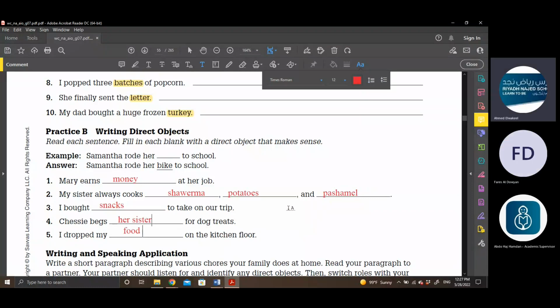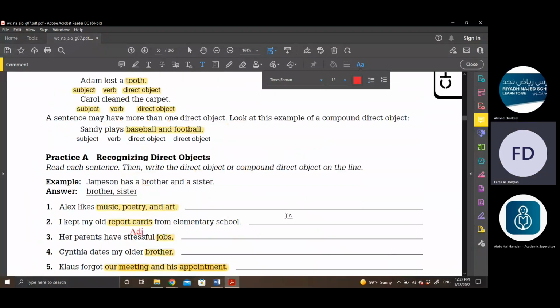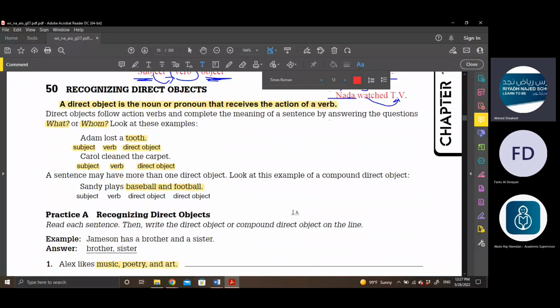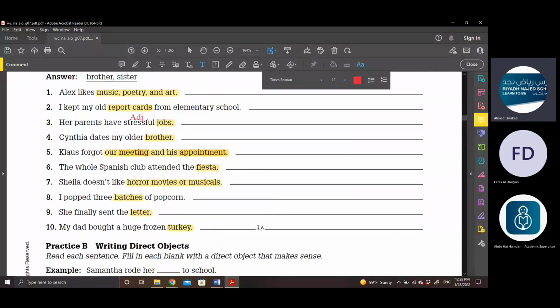So that's pretty easy. The direct object is considered to be one of the easiest lessons, and you just need to understand what receives the action. What receives the action? I played football. What did you play? Played football. Yes. I begged my sister for money. Whom did you beg? I begged my sister. So in this case, sister is the object.